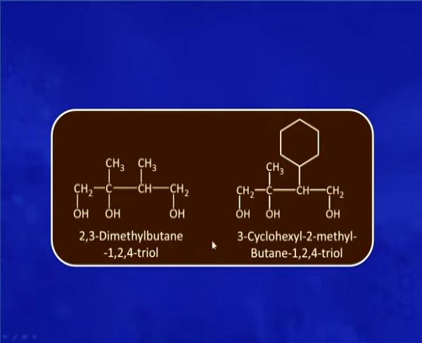In this particular example, one of the positions is occupied by a methyl group and the other by a cyclohexyl group. So, the name given to the molecule is 3-cyclohexyl 2-methyl butane 1,2,4 triol. We cannot number the molecule from this side because then the 3 hydroxy groups will get positions 1, 3 and 4, which is not allowed.